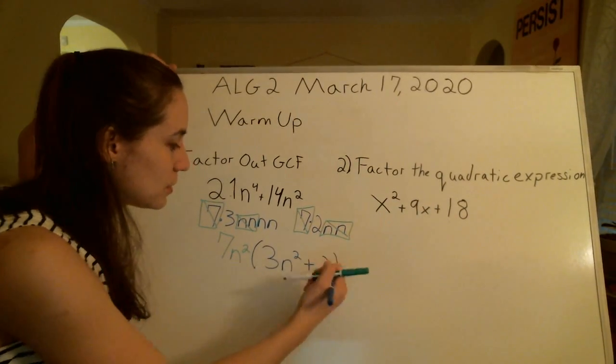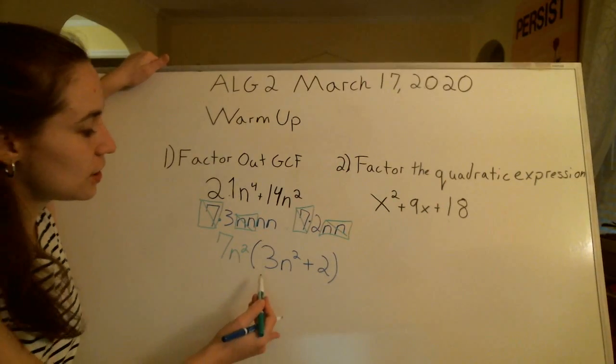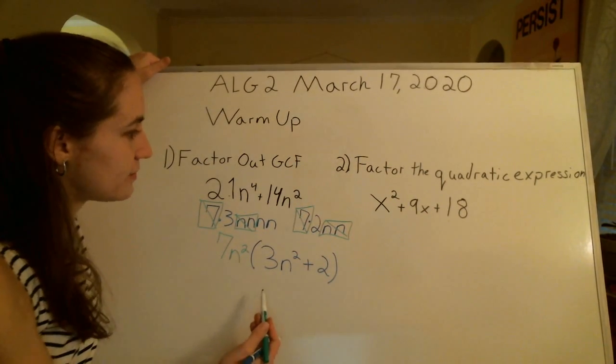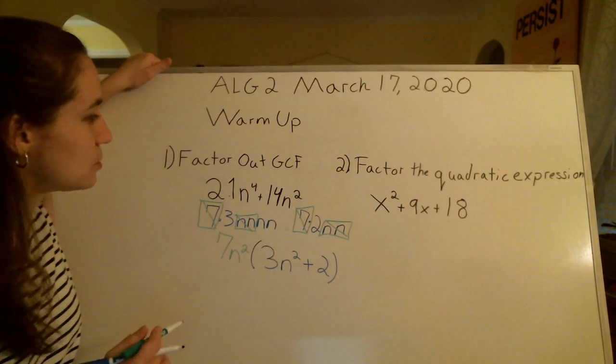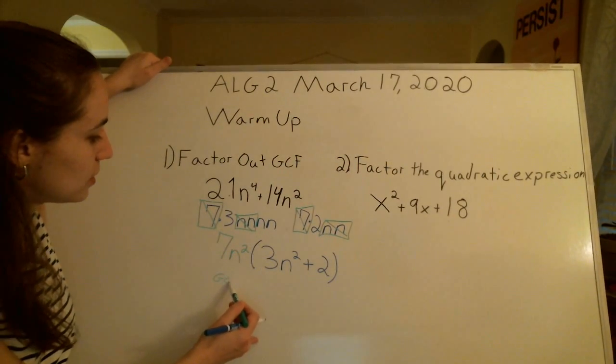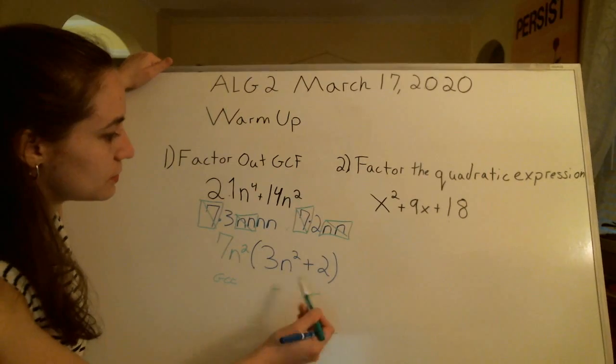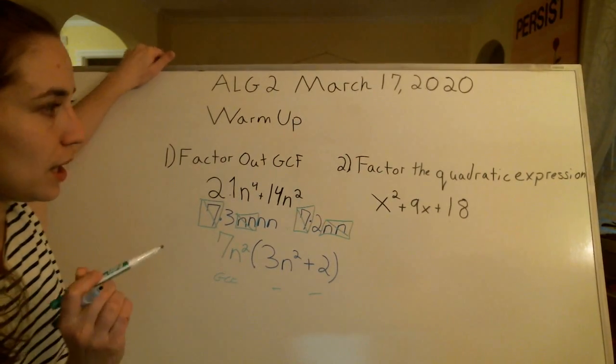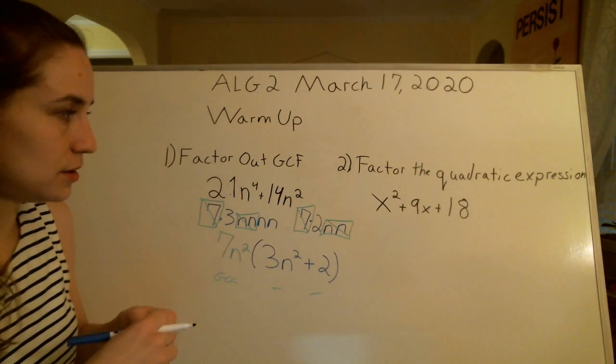Remember that when you do greatest common factor, whatever's left in the parentheses has to have the same number of terms as you started with. So we started with 2 terms, factor out our GCF here, and we still have 2 terms. Okay? Alright, let's look at the next one.